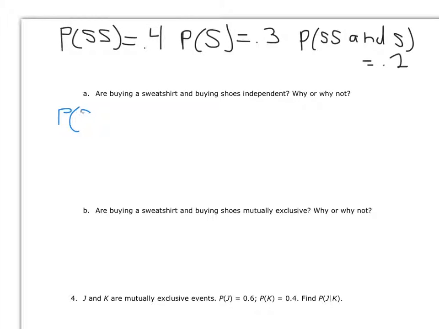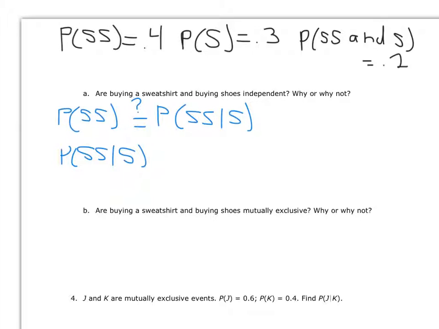So let's test if the probability of buying a sweatshirt is equal to, we'll put a question mark there because we don't know, the probability of buying a sweatshirt given the shopper buys shoes. All right, so this is what we want to test out. Okay, well, we know that the probability that they buy a sweatshirt is 0.4. So let's now determine what the probability of buying a sweatshirt given buying shoes is.